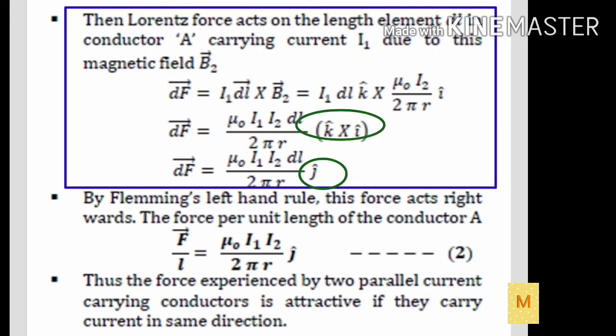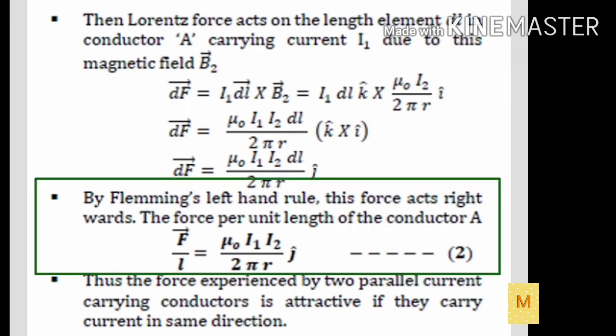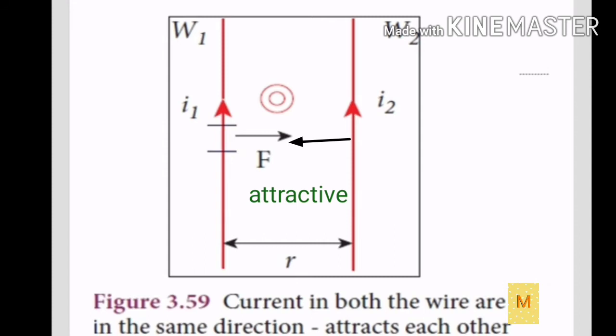So the equation becomes dF vector is equal to mu naught I1 I2 dl divided by 2 pi r into j cap. After integration, this equation becomes F vector is equal to mu naught I1 I2 L divided by 2 pi r into j cap. Hence, by Fleming's left hand rule, we can write the force per unit length of conductor A as F vector divided by L is equal to mu naught I1 I2 by 2 pi r into j cap.